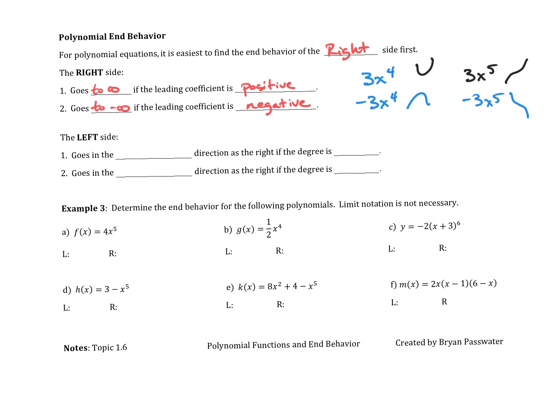The left side goes in the same direction as right if the degree is... What do you think? Even. The left side goes in the opposite direction as right if the degree is odd. Very good.